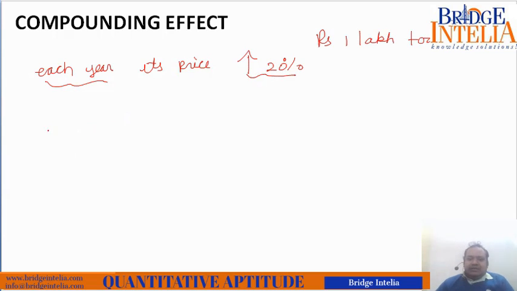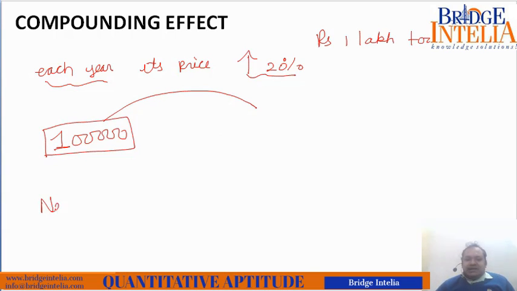So what does this mean? It means that let's suppose the present value is 1 lakh. So next year, if you try to understand what is the new value of the land, what will you do? You will multiply the current value. So the new value is equal to current value into multiplication factor. What is the multiplication factor?